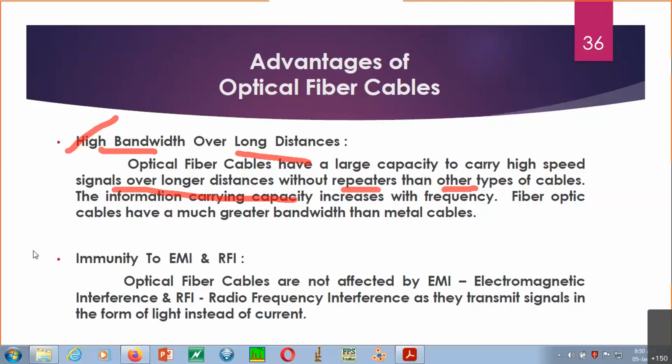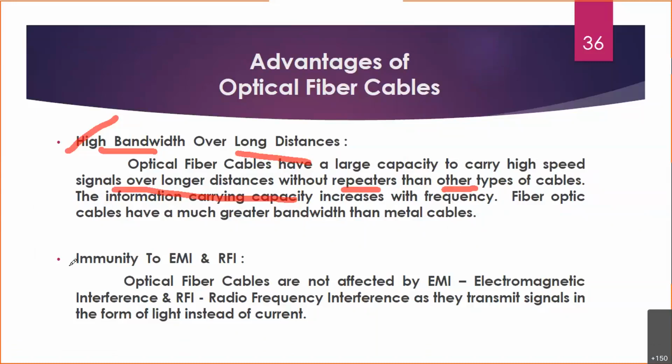Okay, second thing is immunity to EMI and RFI. So EMI is the electromagnetic interference. Okay, RFI is the radio frequency interference. Your optical fiber cable, since it is made of glass or plastic, is not getting affected by EMI or RFI. But if you repeat the same thing with your coaxial cable, then it can be easily affected by this EMI as well as this RFI.